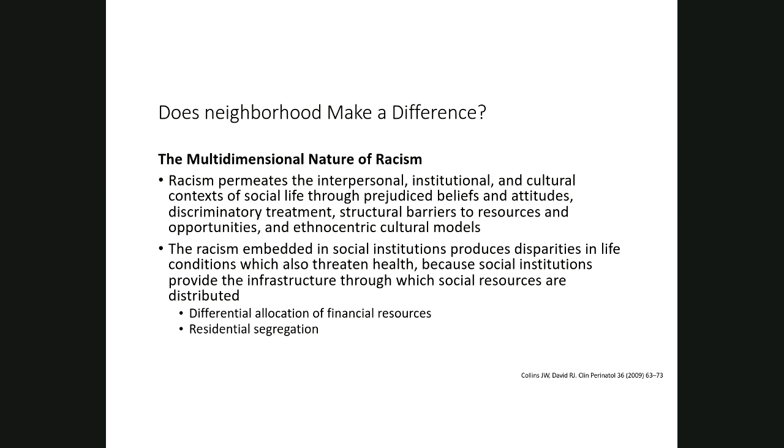We know that racism exists. We know that it's embedded within social institutions, and those social institutions produce disparities in life conditions that threaten health because they provide the infrastructure through which social resources are distributed. We consider things such as differential allocation of financial resources and residential segregation. Residential segregation is a distinguishing organizational characteristic of American life.